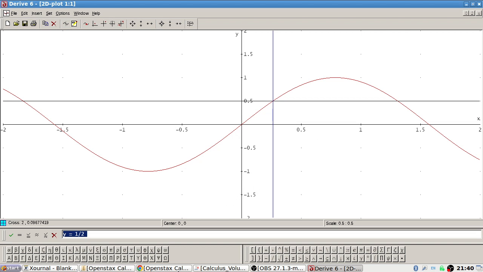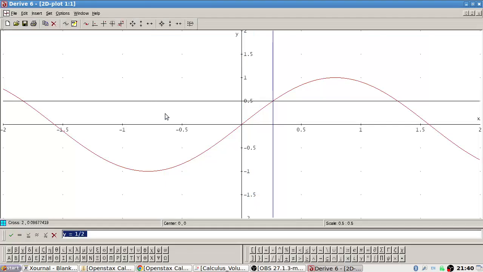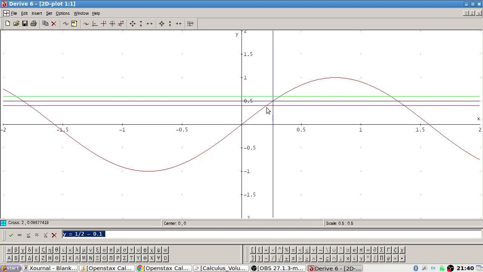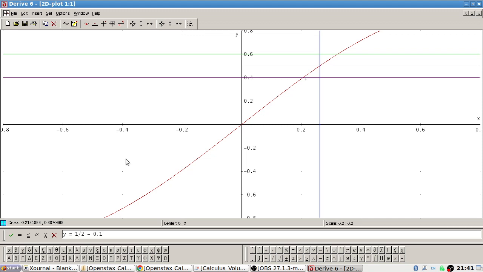Okay, then we want to be 0.1 away. So we'll have y equals a half plus 0.1, and then minus. Okay, so zoom in.